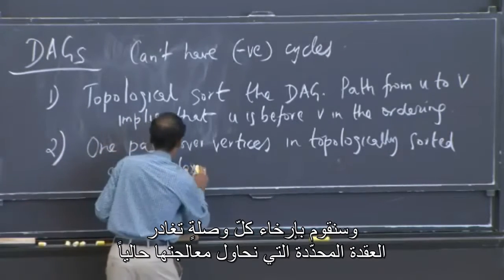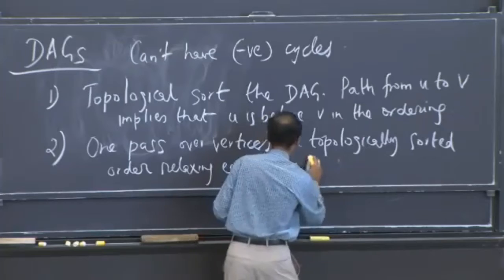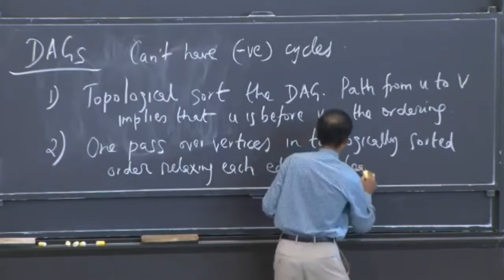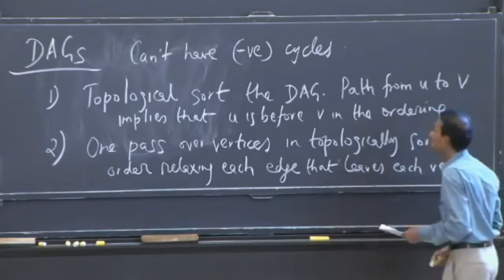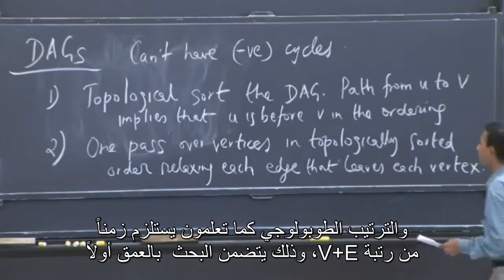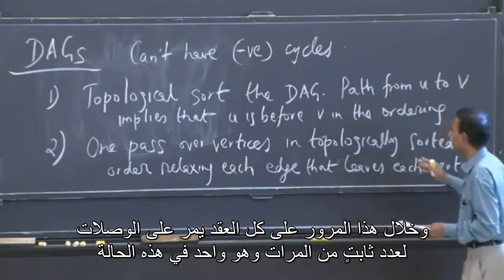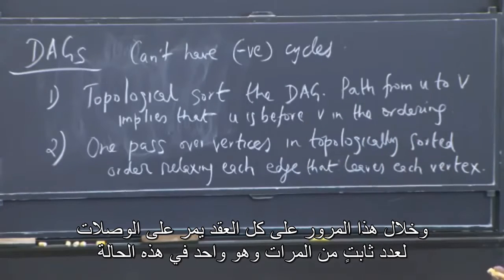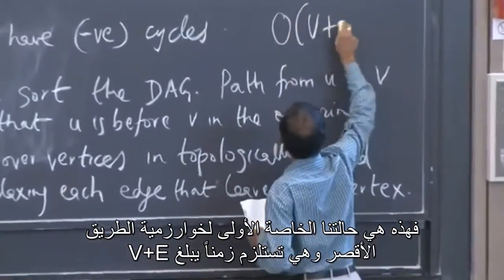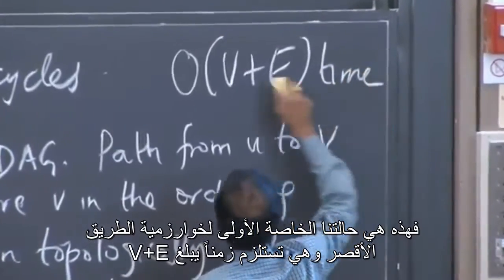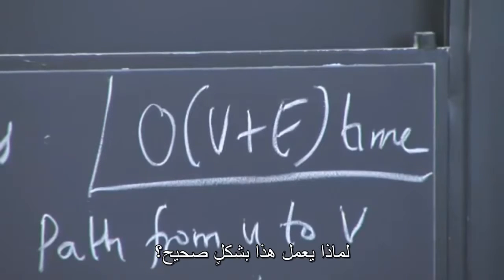And we're going to relax each edge that leaves the particular vertex we are trying to process right now. So, topological sorting is order V plus E, it includes depth first search, and this pass over the vertices, you're touching each vertex, and you're touching every edge a constant number of times, in this case once. So this is our first special case shortest path algorithm, and that takes order V plus E time. All right? Why does this work?